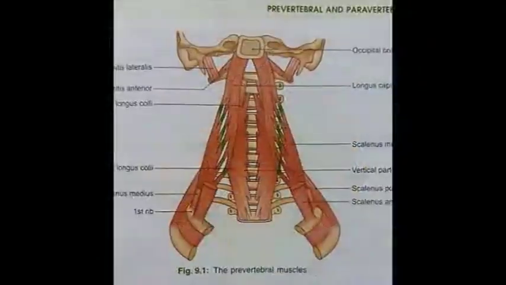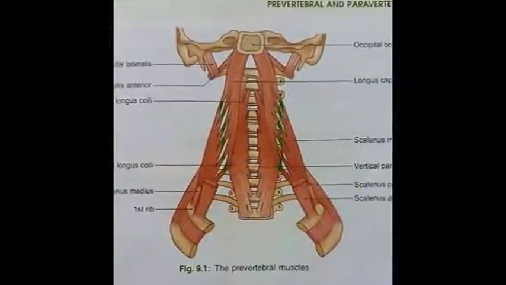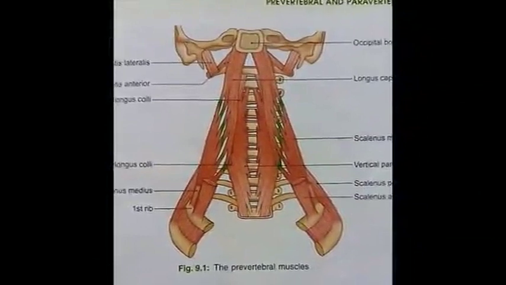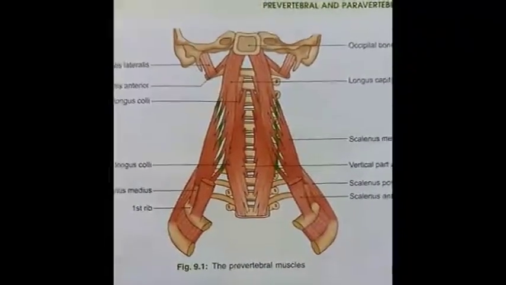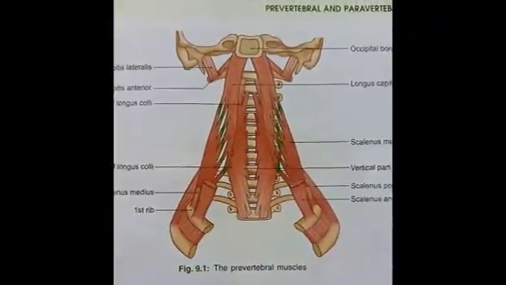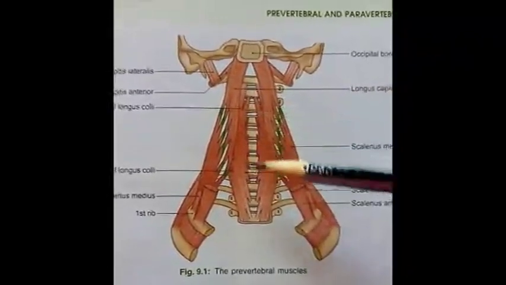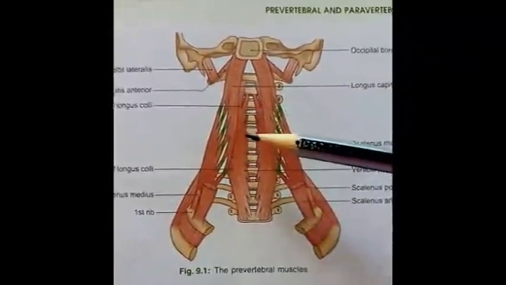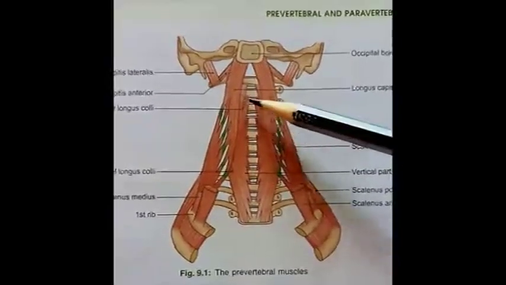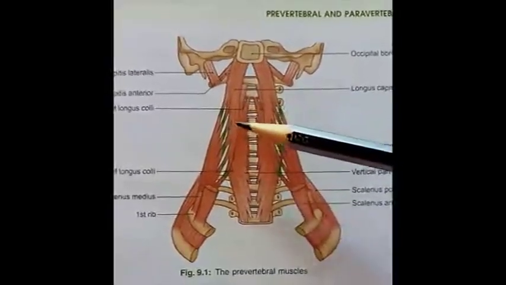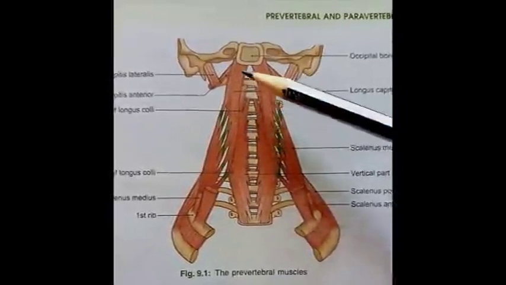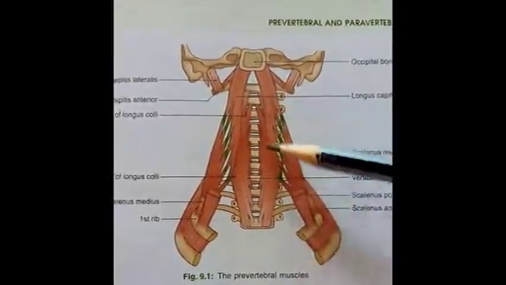So first of all comes to prevertebral muscles. Prevertebral muscles are 4 in number. These are present in front of the vertebral column and behind the prevertebral fascia. Means vertebral column and prevertebral fascia, in between these structures lies the prevertebral muscles.